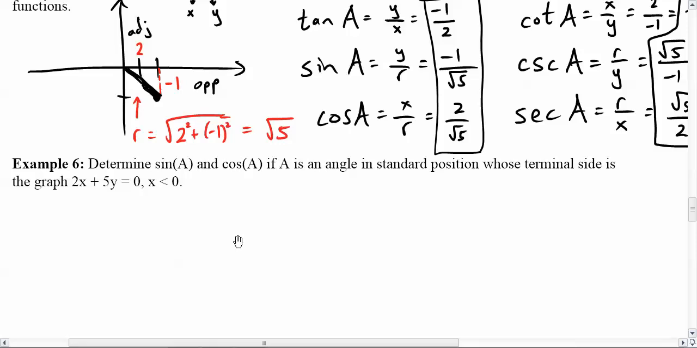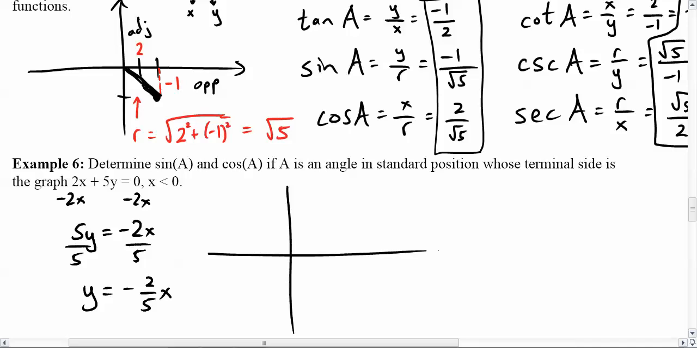We can also determine the sine and cosine of an angle in standard position if we're given the terminal arm as an equation. So 2x plus 5y equals 0 is the equation for a line. If we want to find out what that line is, we can solve that for y. So we're just going to put y on one side by moving the 2x to the other side and then dividing both sides by 5 to get y equals negative 2 over 5x.